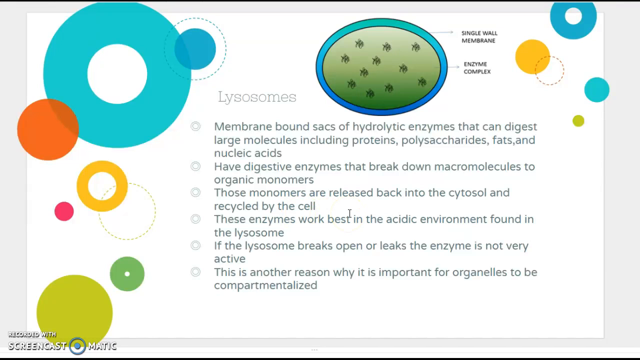We talked about how enzymes work best at a particular pH. So inside the lysosome, it's an acidic environment, and the enzymes work properly here. Well, if that lysosome was to break open or leak, that enzyme is not going to be very active because now the pH has changed. So inside the lysosome, it's very acidic, but outside it is not. So this is another reason why it's really important for organelles to be compartmentalized and separated by a membrane.